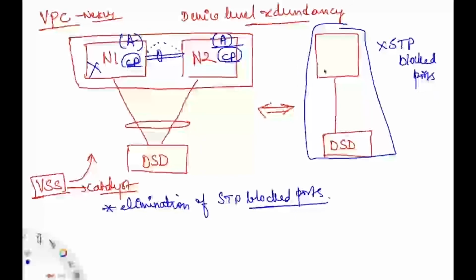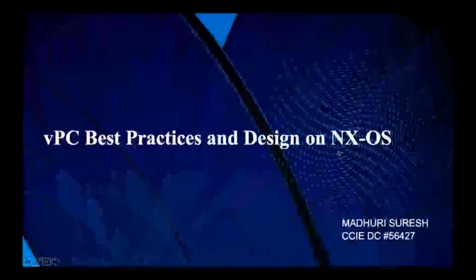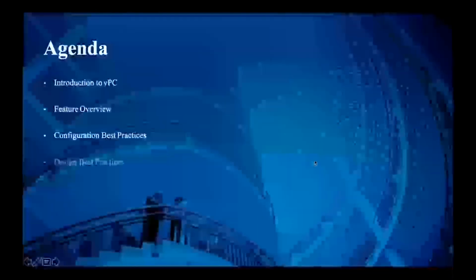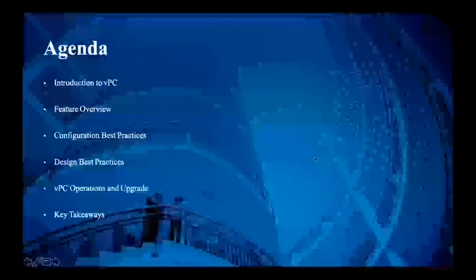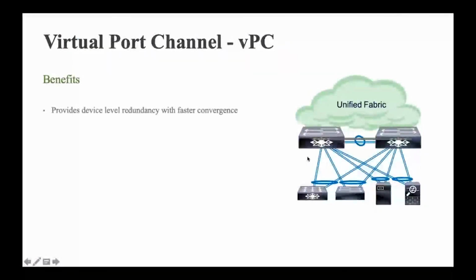These two devices logically appear as one. The downstream device is port channel connected to both of these devices. So there's literally one logical link that is present between these two. No requirement for you to block your ports. So I have a couple of points here. In case I have missed out on anything, please make note.